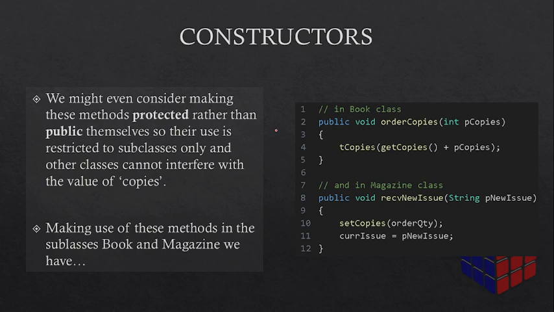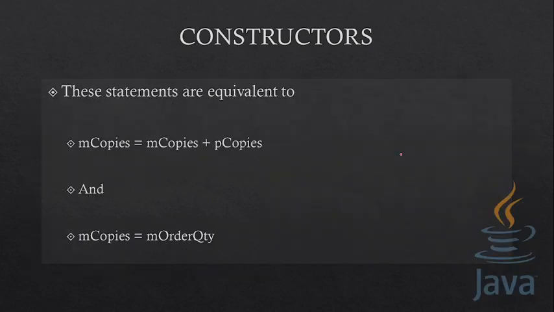So making use of these methods in subclasses, we have this one. This is your getter, the function being used in another method in your book class. While in our receive issue in magazine, we are using the set copy method. So remember, the get copy and set copy are defined in your publication.